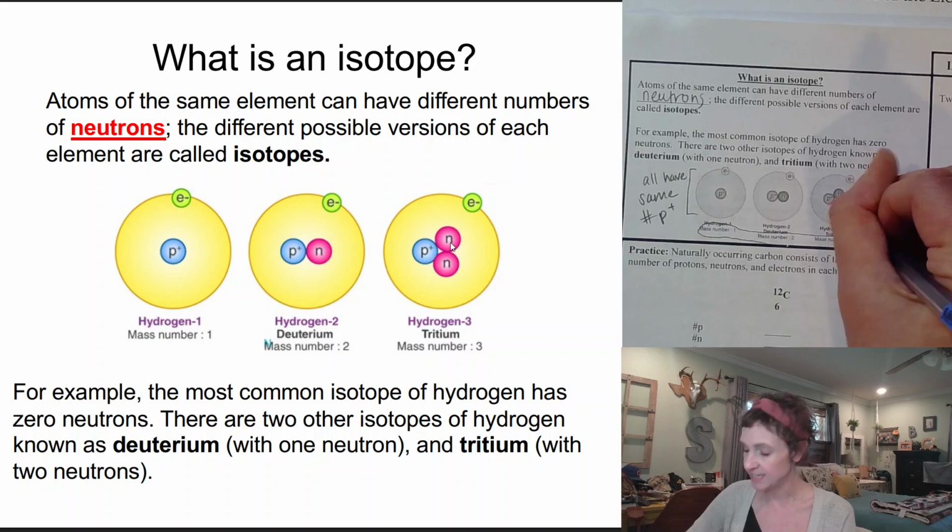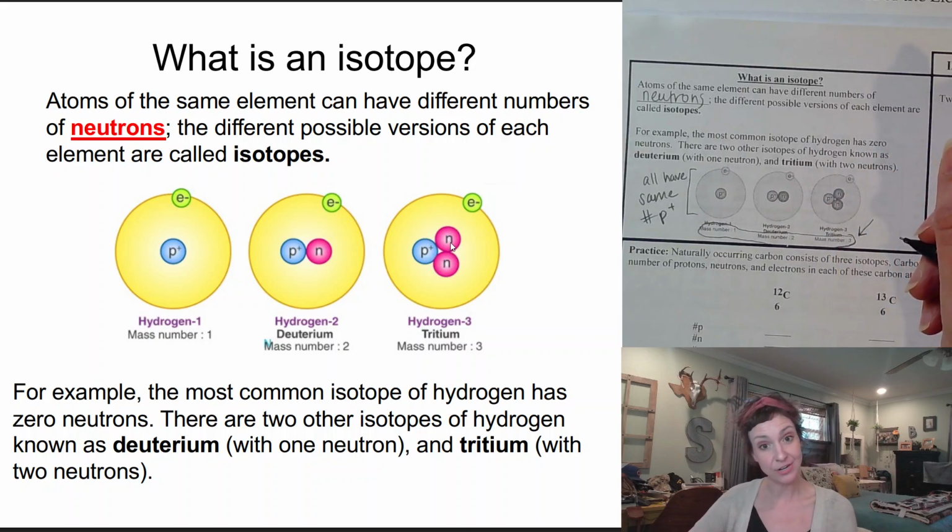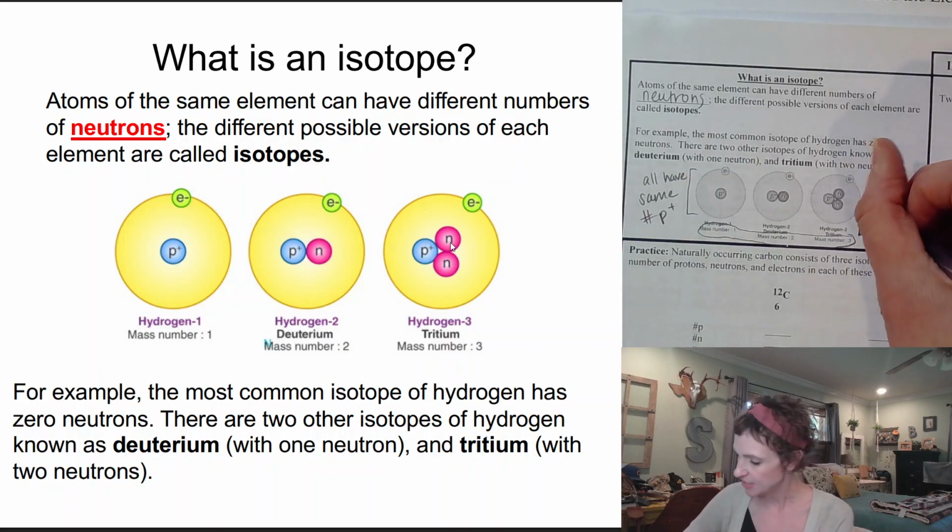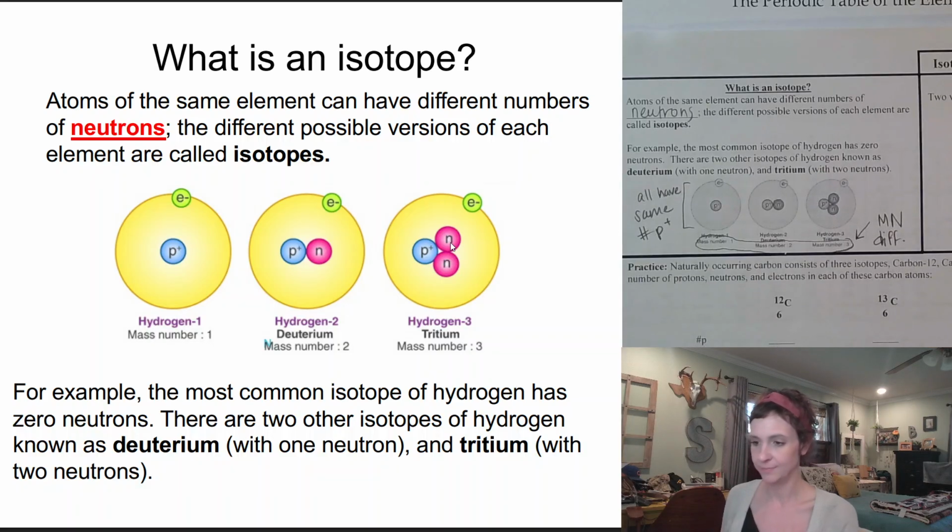So not only do isotopes have different numbers of neutrons, you're going to see that represented usually as the mass number being different. So we're going to write mass number different. Cool. Okay, I love that. So for example, it says the most common isotope of hydrogen has 0 neutrons, and the two other isotopes of hydrogen are known as deuterium, which has 1 neutron, and tritium, which has 2 extra neutrons. So hopefully that tri means there are 3 things in the nucleus.